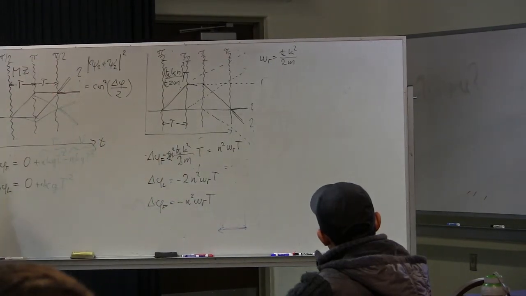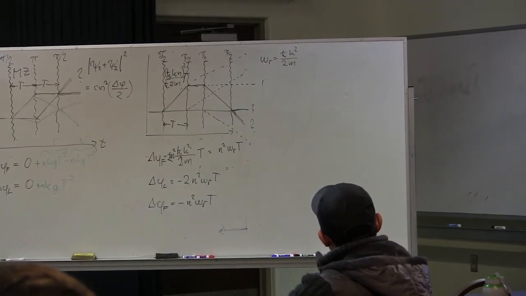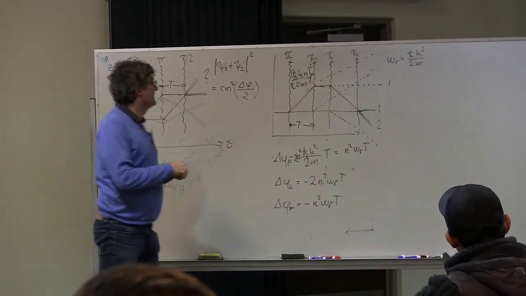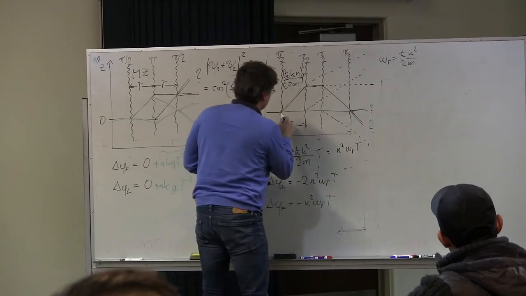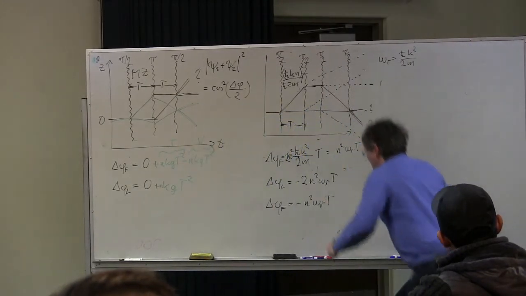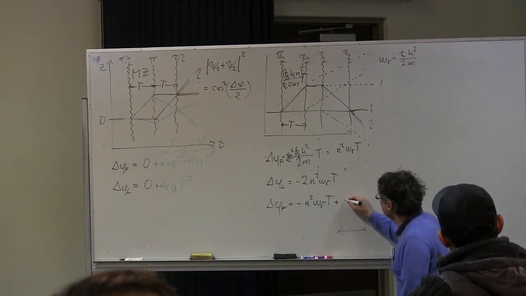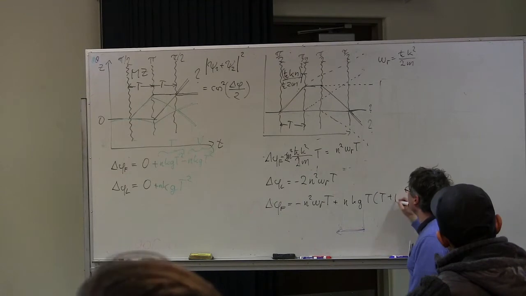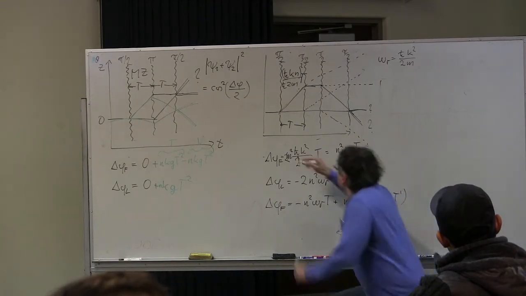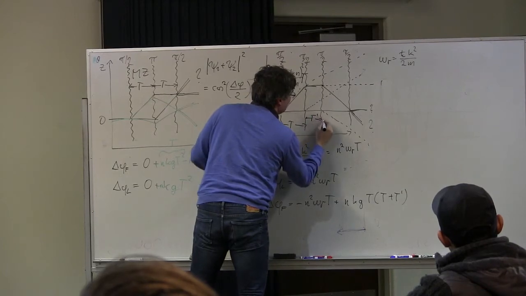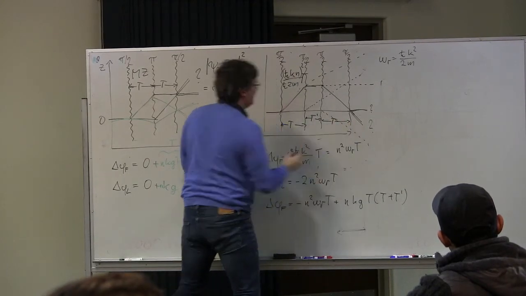And finally, this has been done without gravity. So if I turn on gravity and those trajectories fall, then I'll get a contribution plus nkgt times t plus t prime here. And now I have to define t prime, that's this interval. And this is t again.